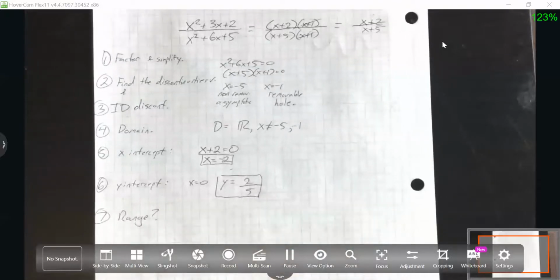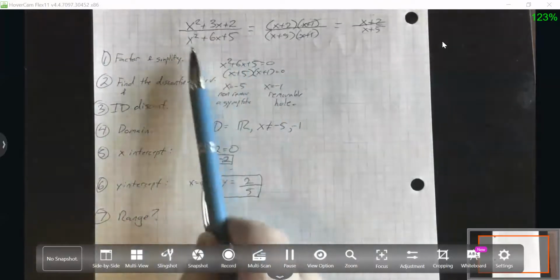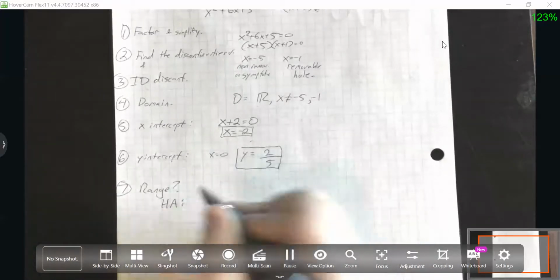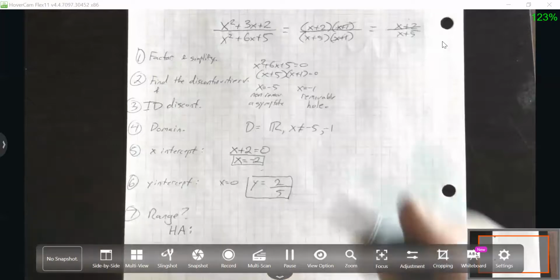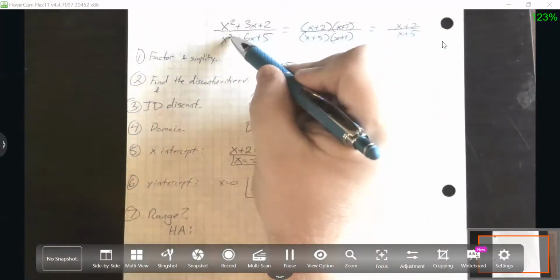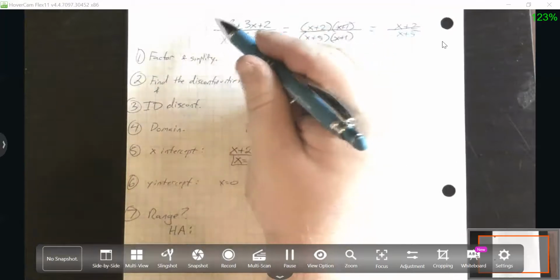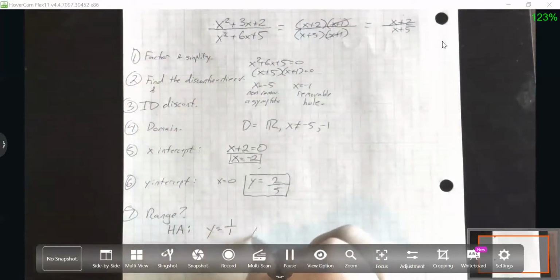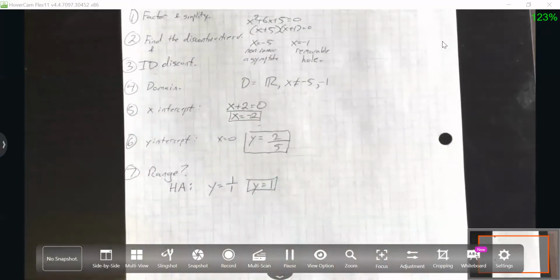So we were working on this, our x squared plus 3x plus 2 over x squared plus 6x plus 5. So we have two things to check for range. Our first is horizontal asymptote. So we check the degree on top is a 2, degree on the bottom is a 2. They're the same degree, so we're going to look at the coefficients. Lead coefficient is 1 over 1. So we have y equals 1 over 1, so horizontal asymptote of y equals 1. So that means y equals 1 cannot be part of our range. It is our horizontal asymptote.